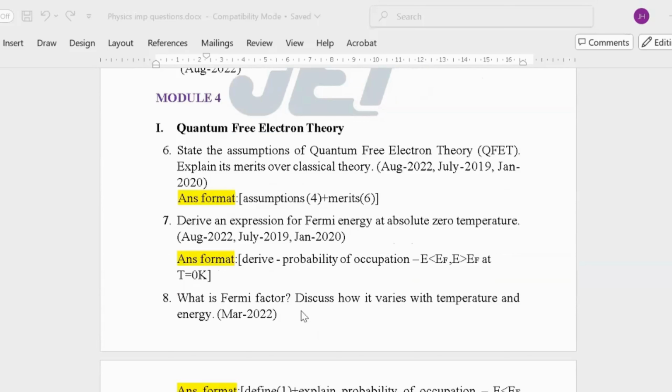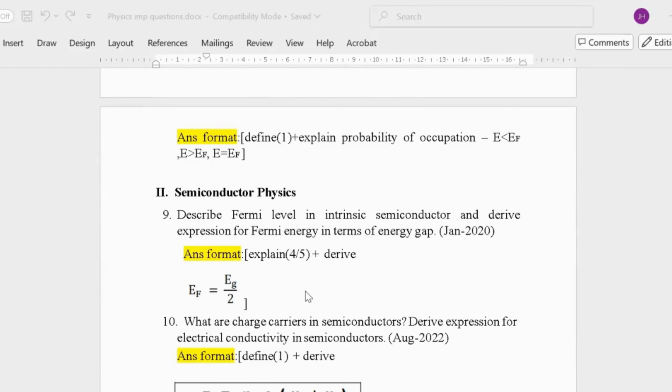Energy variation, this is a set of questions along with the above one. Derive the expression for Fermi energy level at absolute zero temperature. So out of the 3 cases, which are E is less than E_F, E is greater than E_F, and E is equal to E_F, you're going to only write and explain E is less than E_F and E is greater than E_F, because that is the only condition where T is equal to 0, right? Yes. Moving on to semiconductor physics.